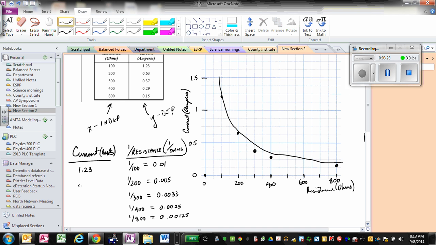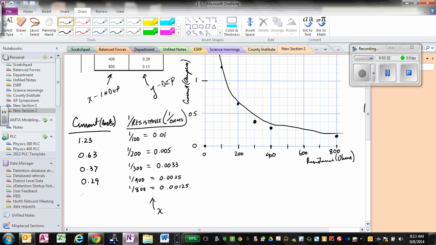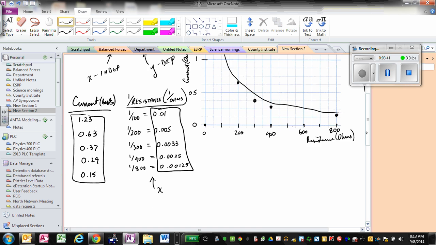1.23, 0.63, 0.37, 0.29, and 0.15. So this data will be plotted on the y, this data will be plotted on the x.